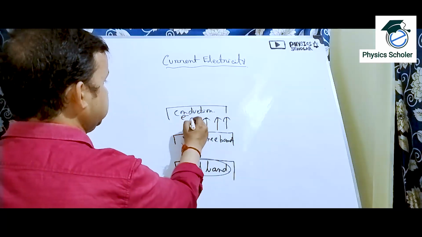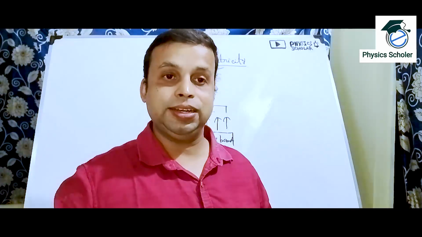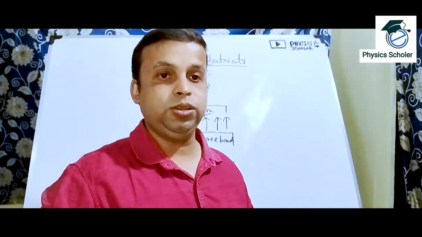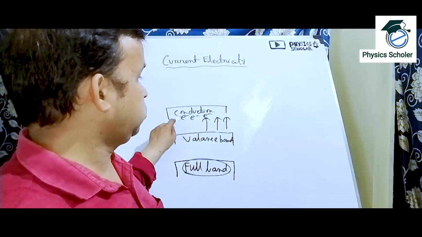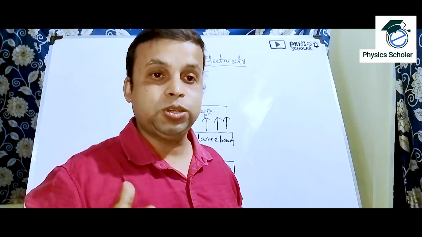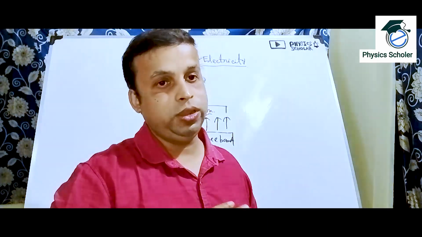If any electrons are in the conduction band, they can conduct current. That's why it is known as the conduction band. Electrons in the conduction band are also known as free electrons, and they can conduct current through any material.